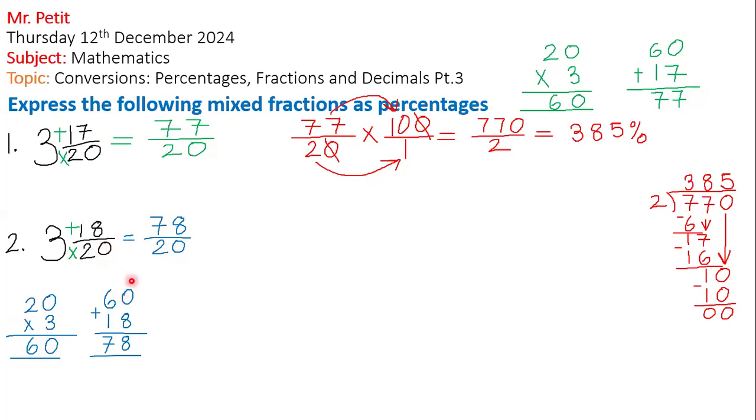Does that make sense to you? Yes, sir. So explain to me how I got 78 over 20. What did I do first? 3 times 20, and that gives me what? 60. Good, and I take the 60 and I add it to what? 18. And then 60 plus 18 is what? 78. So I did what? I put the 78 as the numerator and the denominator is what? 20. Does that make sense to you? Yes, sir. Good.